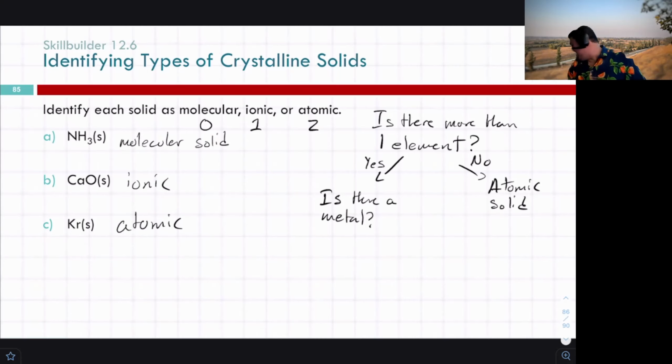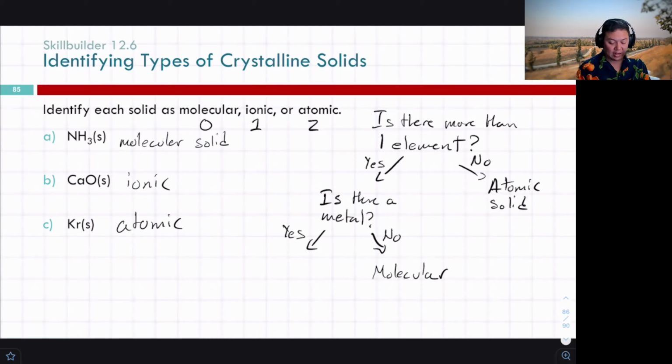Okay, sorry. Is there more than one element? If the answer is no, then it's an atomic solid. If there is more than one element, then the next question you can ask is: is there a metal? Because molecular solids don't have metals. So is there a metal? No, then that's molecular. If the answer is yes, then it's going to be ionic.